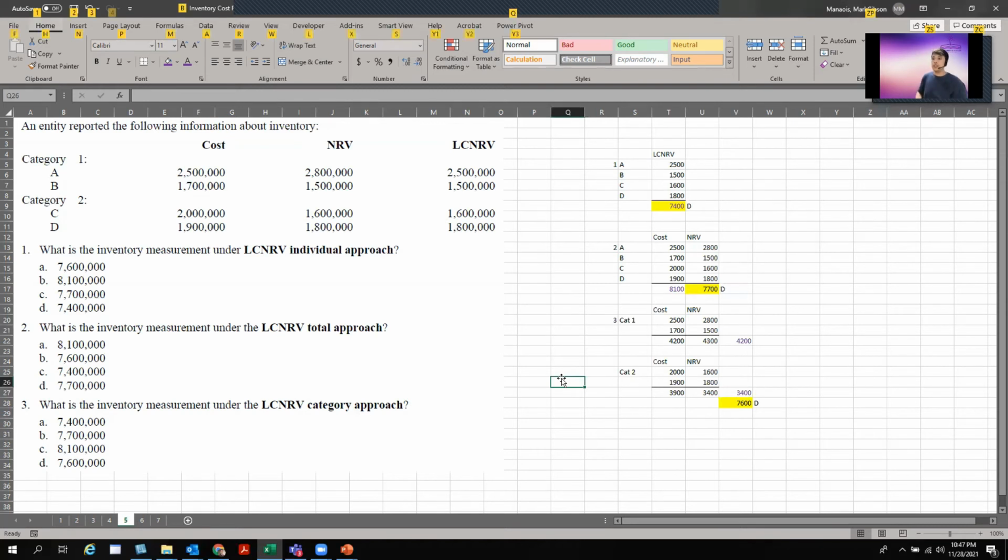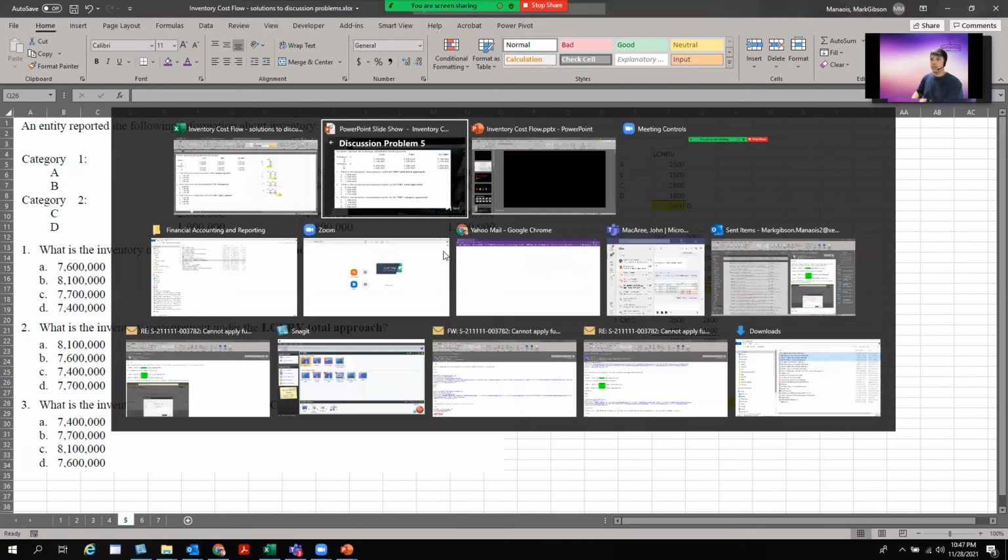Siguro ang tip lang dito, class, is be careful, no? Kasi kung napansin nyo, given na lahat ng data, all we have to do is just do a little math, no? But because ito nga dito sa problem, no, highlighted na, and then when I read it pa earlier, I put emphasis on this bold phrase, no, para lang at least mas ma-point out natin yung different approach, no, on LCNRV. Anyway, that's problem number 5.